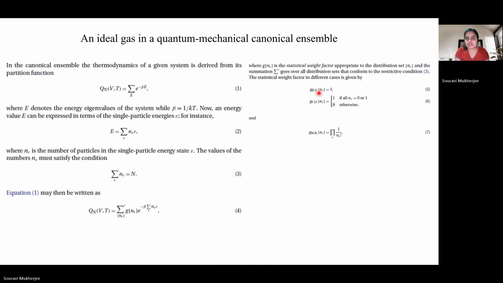Okay. So this is something we have discussed in the last class quite in detail. When we talk about classical particles, meaning distinguishable particles, the weight factor is given as the product over epsilon of 1 by n epsilon factorial. And here you have already considered the fact that the particles are inherently identical, but still they are distinguishable. So that's the classical particle, or you can say the Maxwell-Boltzmann particle. But then there are indistinguishable particles, like the Fermi-Dirac or the Bose-Einstein distributions.